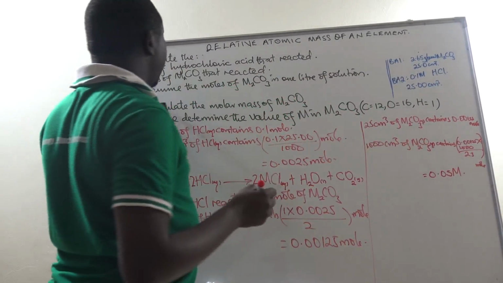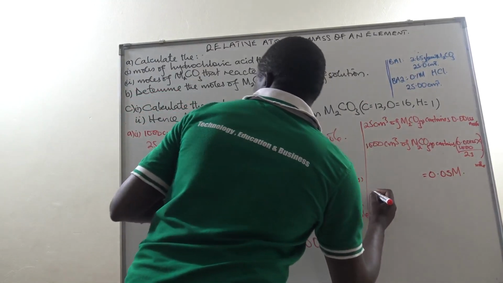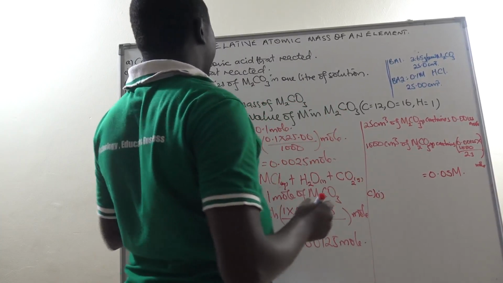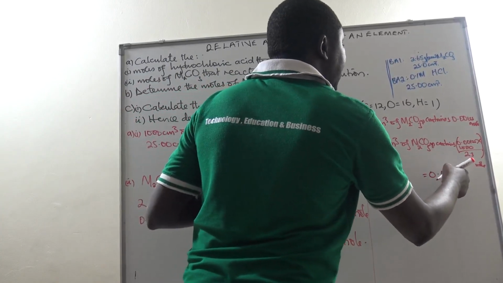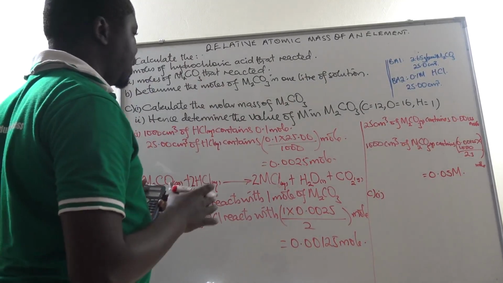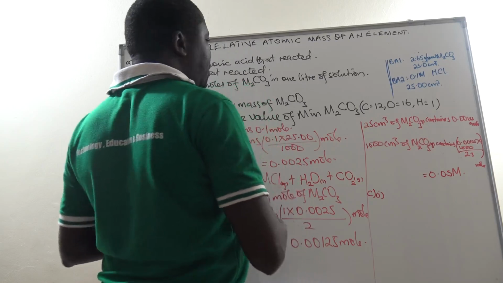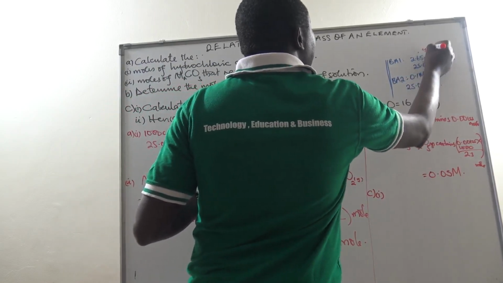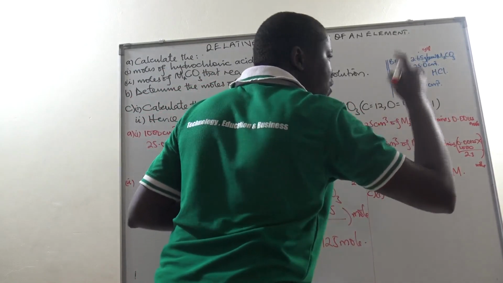Next is to calculate the molar mass of M2 carbonate. The molar mass of M2 carbonate, that is our C part 1. The molar mass of M2 carbonate is the mass of 1 mole. We have the molarity, which is the number of moles in 1 liter. So, with the molar mass of M2 carbonate, we are supposed to compare the molarity with the mass, but the mass should be in grams per liter, which we don't have. This is the mass in 500 cubic centimeters. So, let's convert to the mass in 1,000 cubic centimeters.